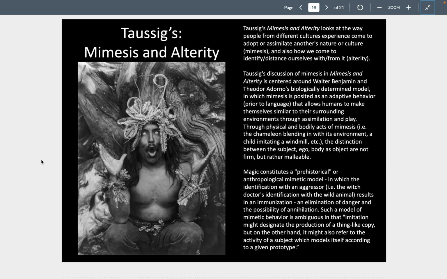His discussion of this is centered around the German theorists Walter Benjamin and Theodor Adorno. They are from the Frankfurt School of modern theoretical thought. They have a biologically determined model in which mimesis is posited as an adaptive behavior prior to language that allows humans to make themselves similar to their surrounding environments through assimilation and play.